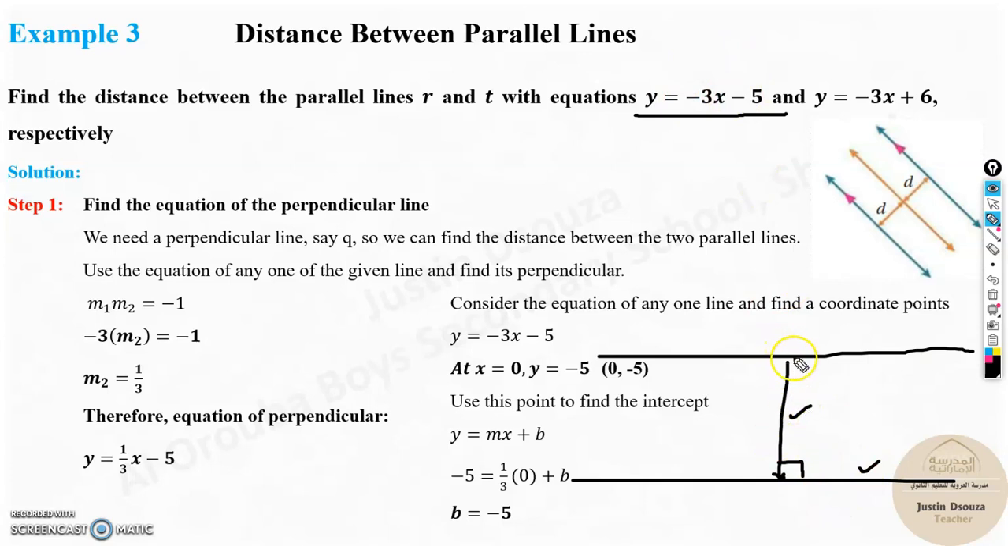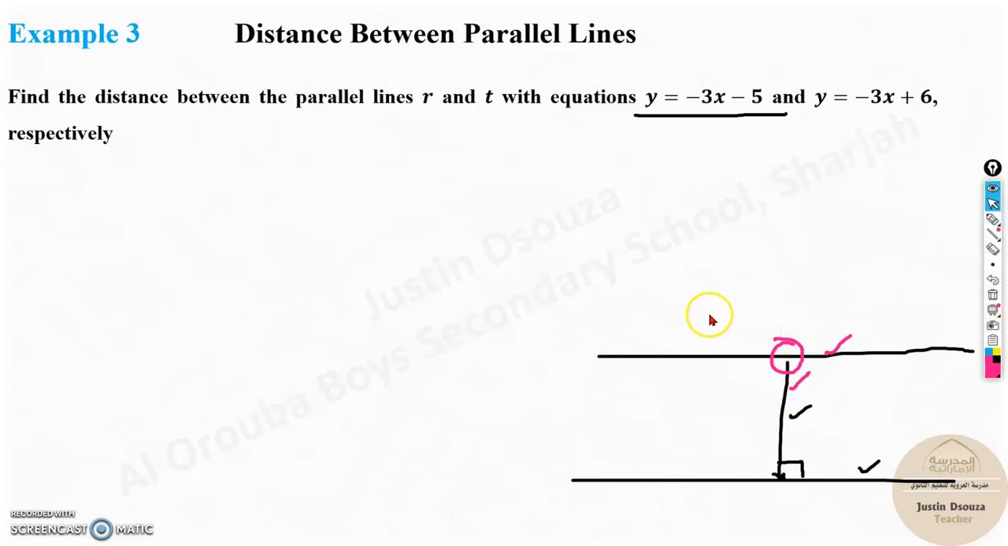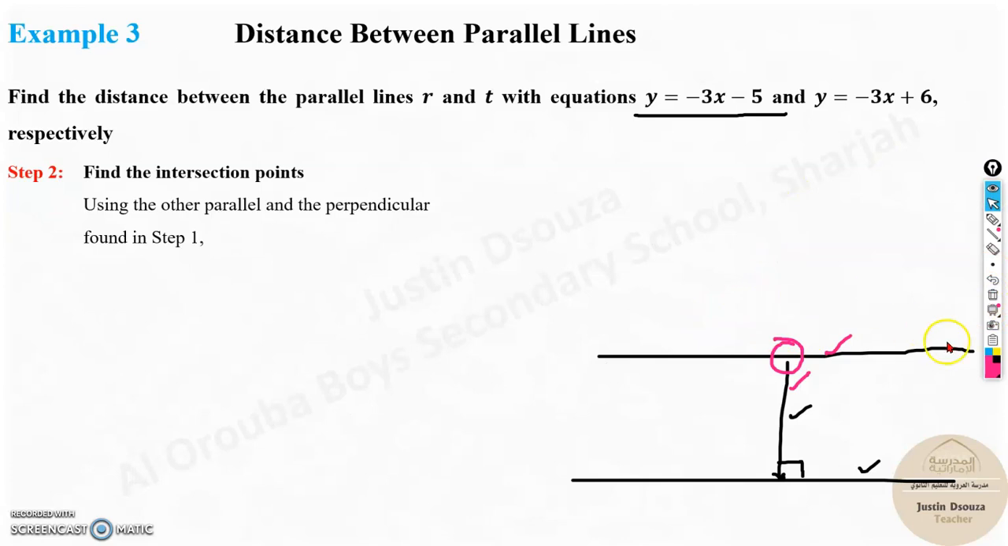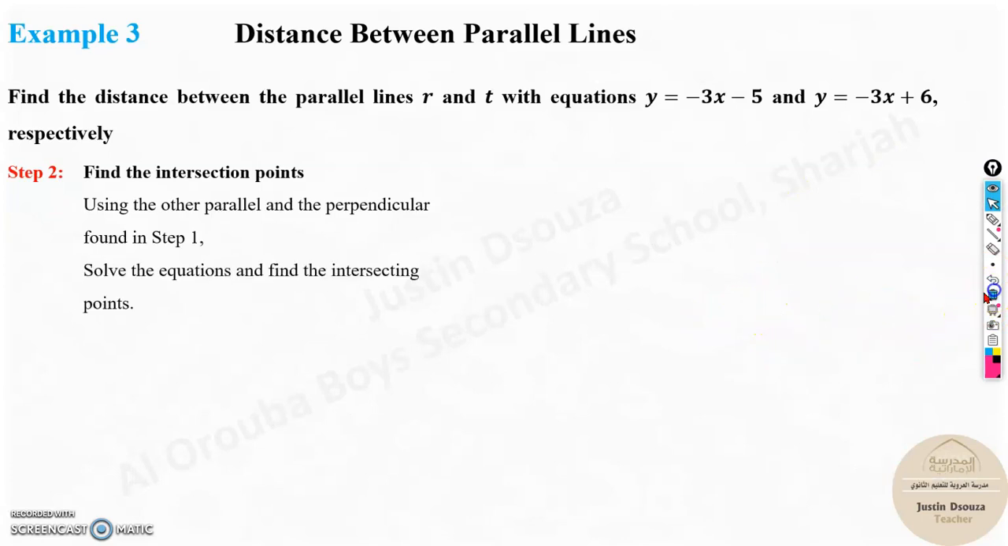Now you need to find the intersection. See the intersection between this perpendicular line and the other parallel line. So find the intersection between this perpendicular and this parallel. It is similar to what we have done in the previous video, the previous problem. Let's see now how we do that. I will tell you what this exactly means.